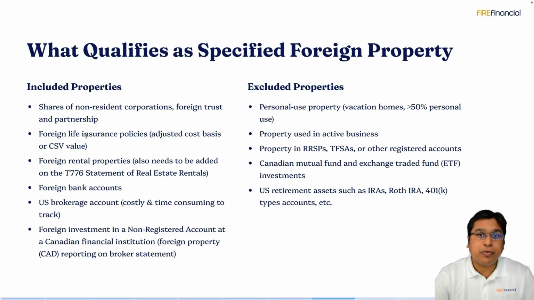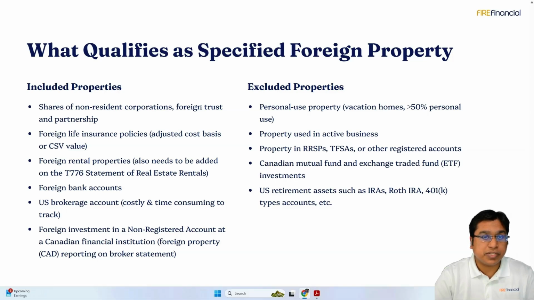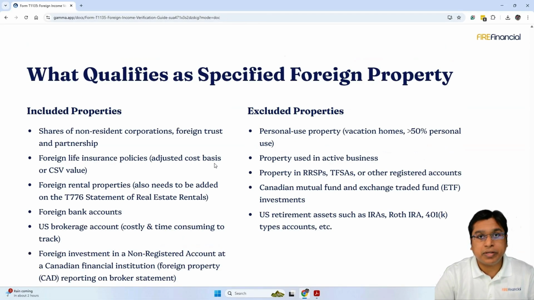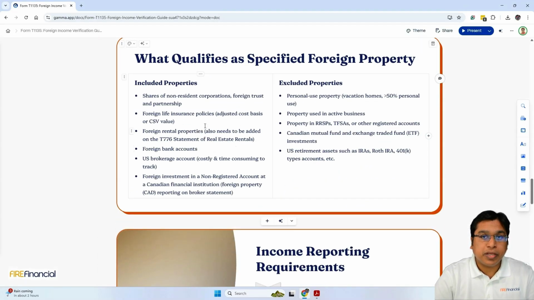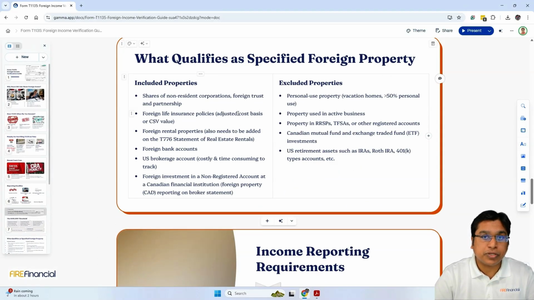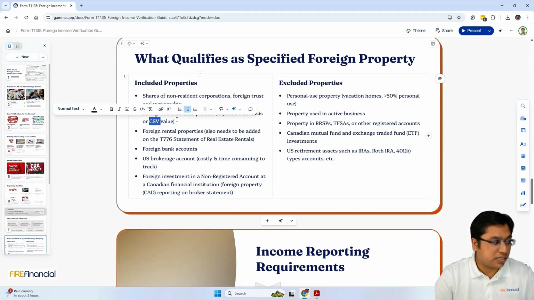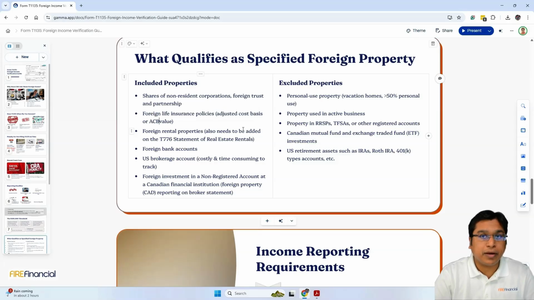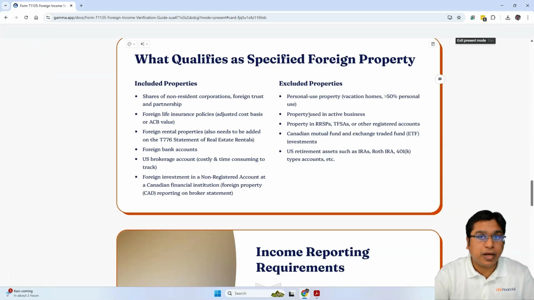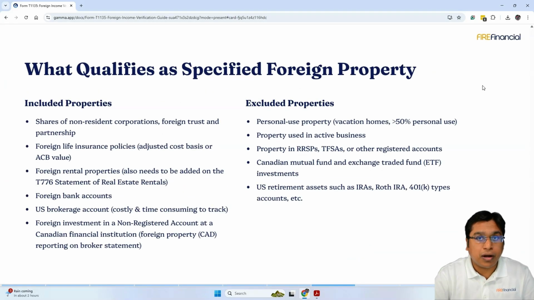If you have a foreign rental property, that rental property's information is already included in your T776 statement of real estate rental. When you are preparing this report, you can quickly take information from that T776 form. If you have a foreign bank account, let's say you are American living in Canada and you have a bank account with Chase Bank and you have more than $100,000 there, you are supposed to file it on your T1135.